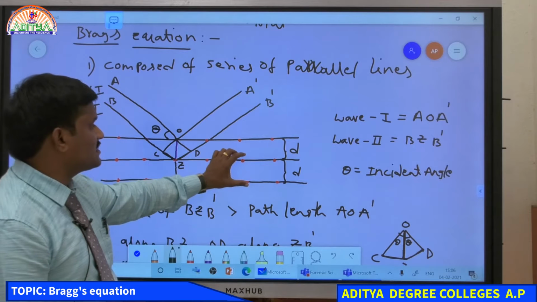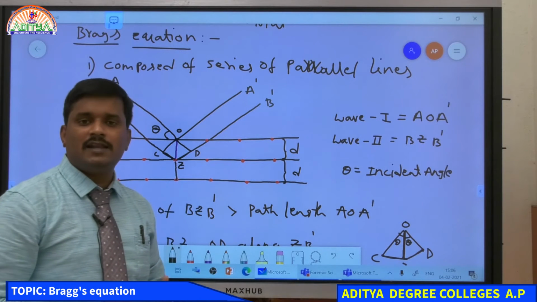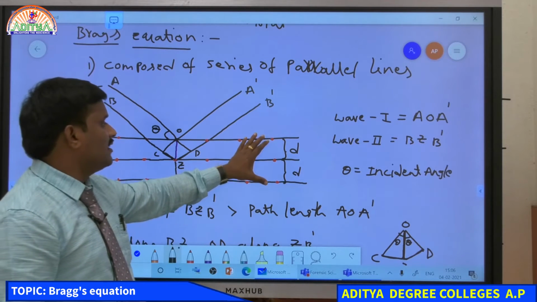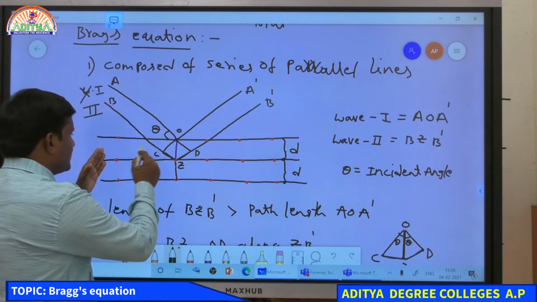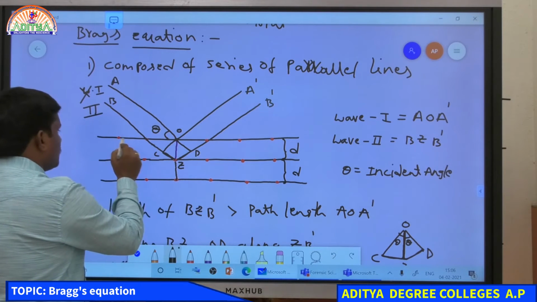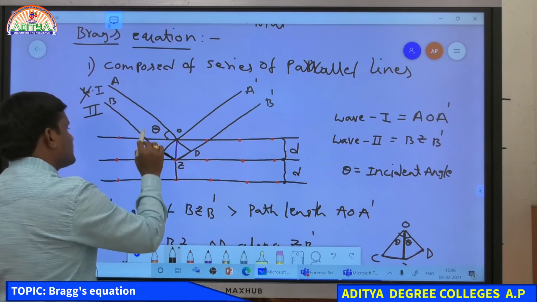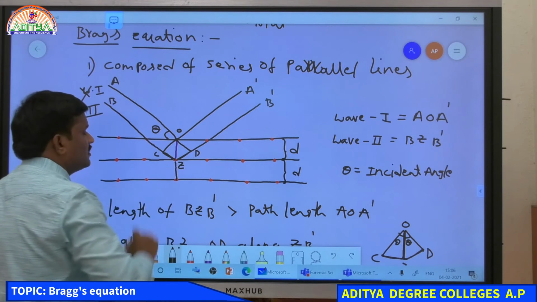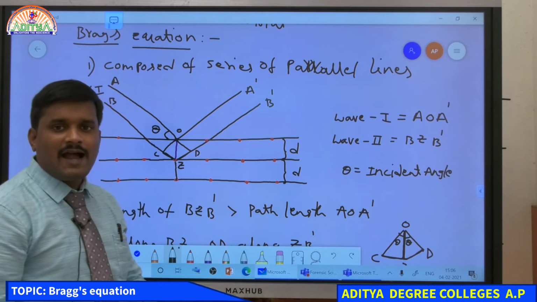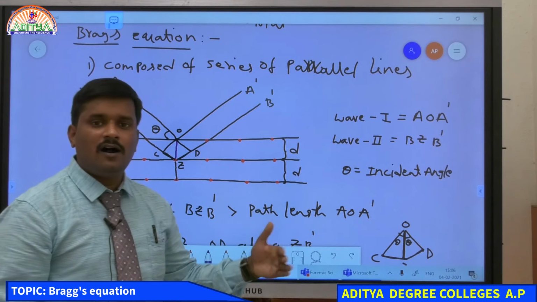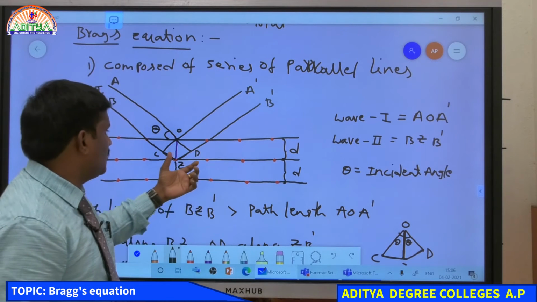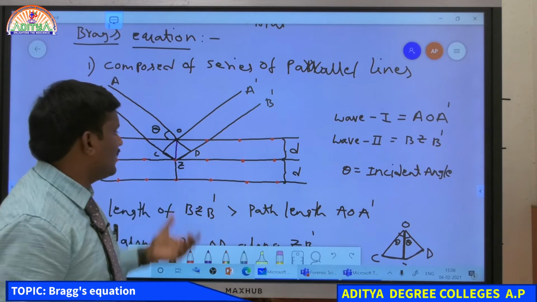So these are arranged in a regular manner, that means all are at equal distance, and also the points are present in the crystal. So this is the first point, second one, third one. The distance between these two points is always exactly equal to the distance between these two points. Therefore, the atoms are regularly and orderly arranged in that manner. So this is nothing but a series of parallel lines.